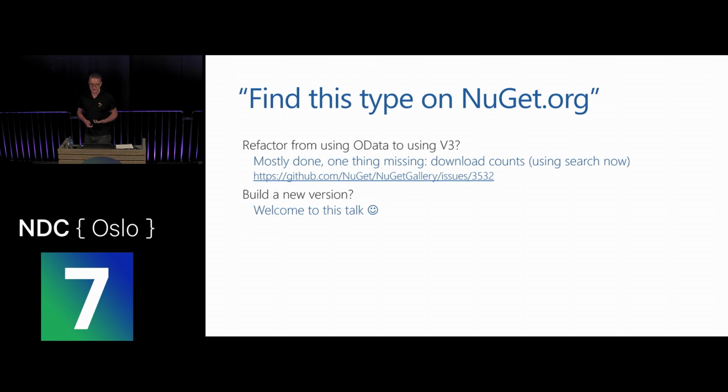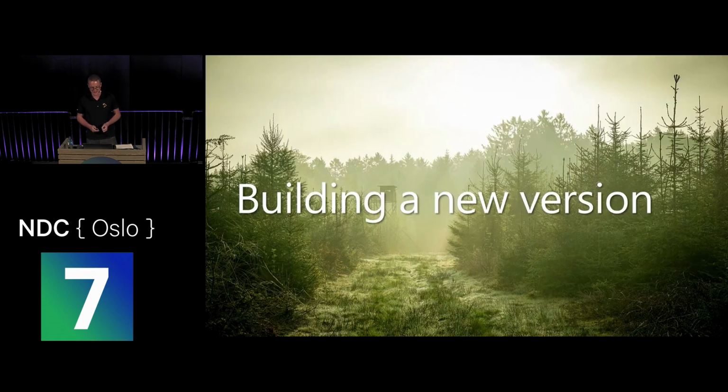Now, find this type on NuGet.org. We have it still running on that cloud service, but we are refactoring it from using OData to using this v3 API. Now, we also were thinking, like, should we continue building on that thing, or should we rethink what we are doing? So we decided to also work with a serverless approach, which is this talk, basically, to rebuild whatever we had from scratch using that serverless approach. So welcome to this talk. That's what we're going to talk about for the rest of the talk.